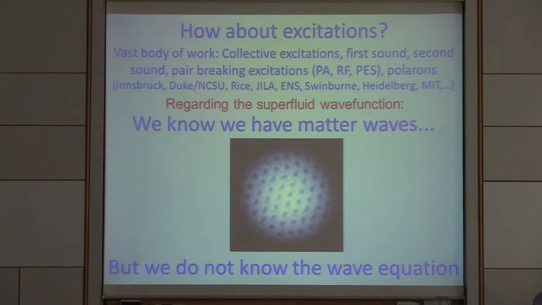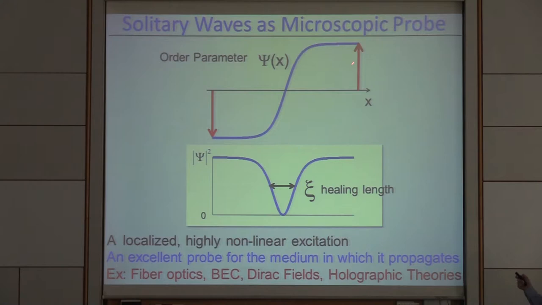So we set out to form solitonic waves as a nice probe for the wave-like properties of these gases. Solitons have been, of course, produced in Bose-Einstein condensates very early on by Klaus Sengstock, for example, and Bill Phillips. It's a wonderful localized object, sort of the superfluid's own impurity, if you want, which has a width given by the healing length.